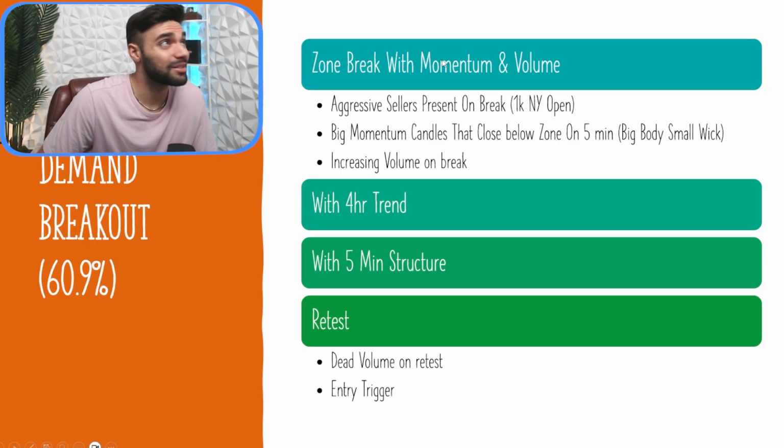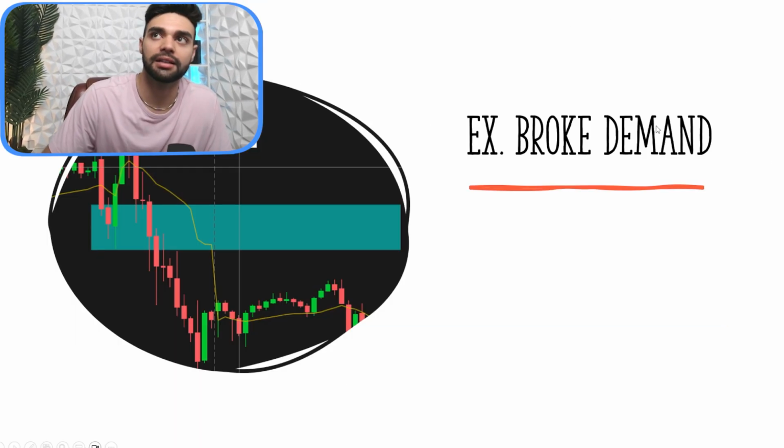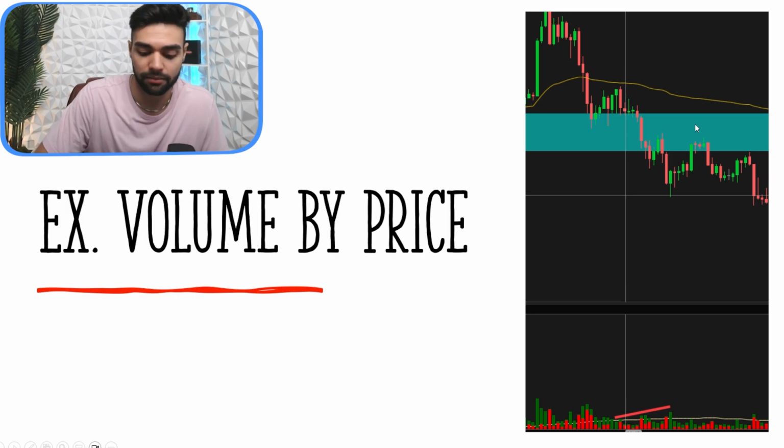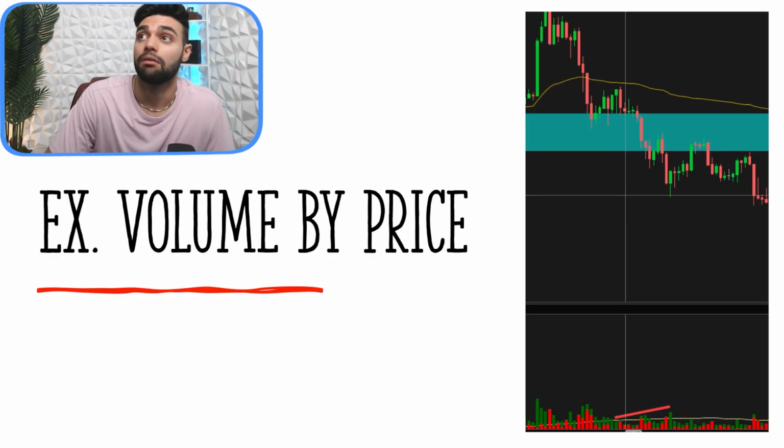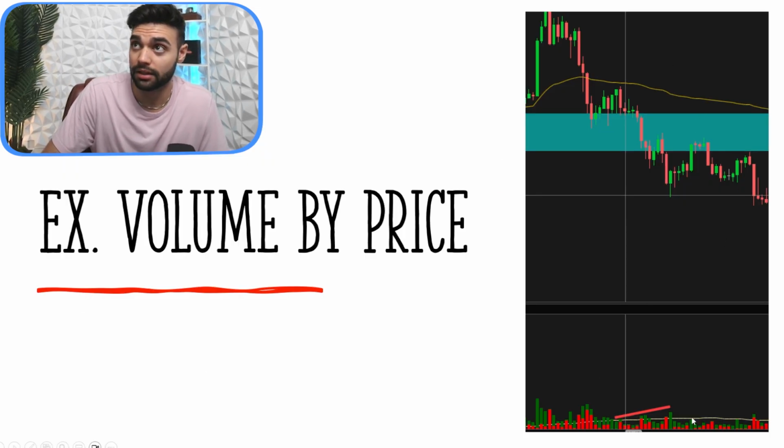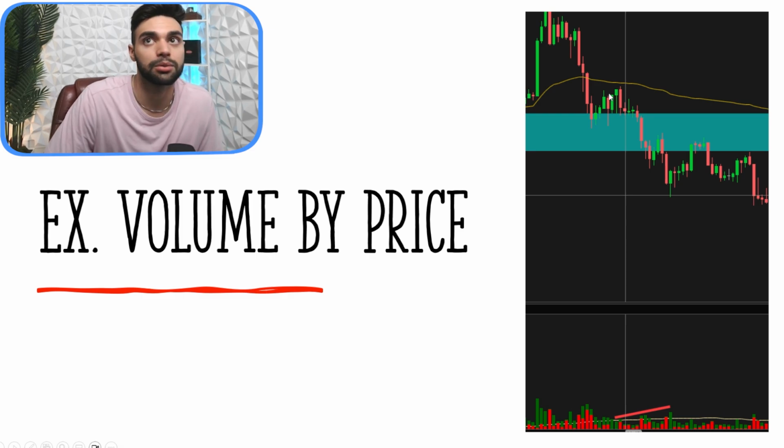Now, demand breakout, same thing, just flipped, guys. Screenshot this, read this, memorize it, pause it, whatever it is. Let's go over an example, right? Broken demand. There's a demand that got broke, right? Volume with price. What is volume doing on the break? Increasing, guys. Super, super simple stuff here.